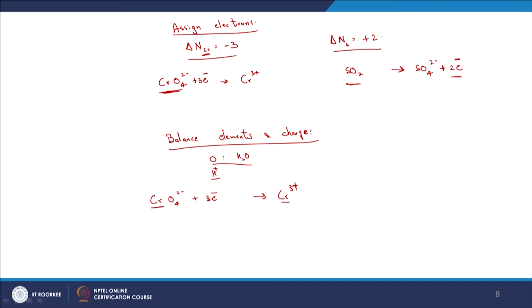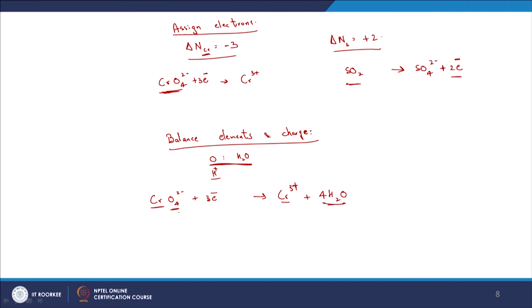But for oxygen, obviously there are 4 atoms here, but none here. So I'll have 4 H2O out here. Now the oxygen is balanced with respect to stoichiometry. Again, to balance the element oxygen, we usually use H2O, and that's what we did here.